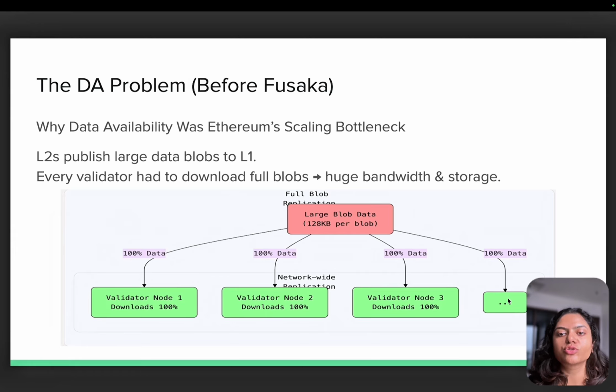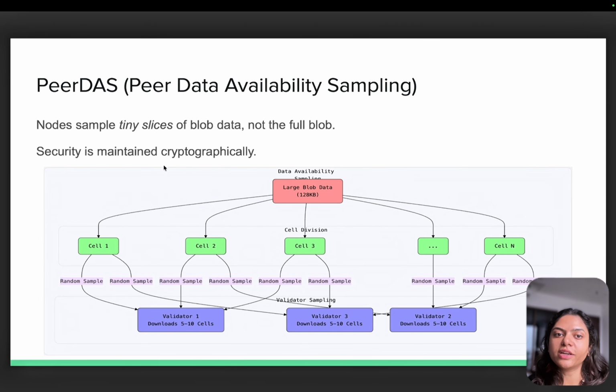They have a huge storage problem also. So every validator had to download the full blob. They needed huge storage and huge bandwidth for that. So that is the DA problem that happened before Fusaka. And the next one coming is PeerDAS, peer data availability sampling.